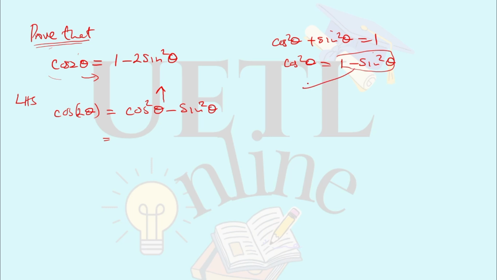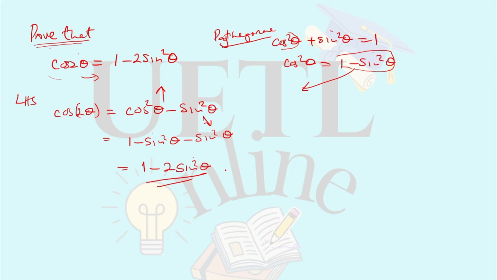Here we took it from Pythagorean. Now we're applying it here. From this one, we made cos squared theta a subject of formula. Let's go on and substitute cos squared theta. It becomes 1 minus sine squared theta, then minus sine squared theta. Now we're going to get 1 minus 2 sine squared theta. We know that this one is now equal to this one, so we can now say it's proven.